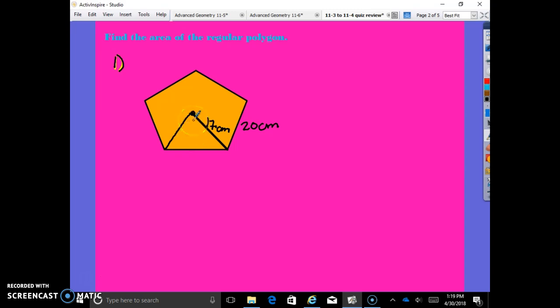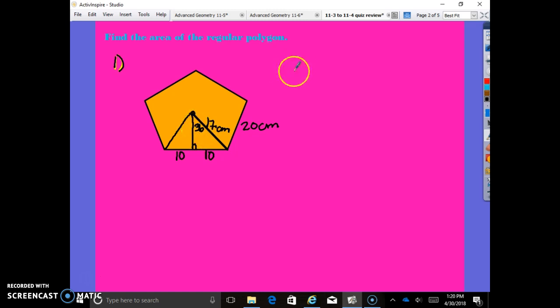So, 360 degrees divided by 5 equal triangles is 72 degrees per triangle. Divide that in half, and we get 36 degrees. So I'm going to drop down an altitude, an apothem, and put 36 degrees right in here. If this base is 20, half of 20 is 10. So this is what we know so far. We know that this is 17, we know that this is 10, and we know that this is 36 degrees.